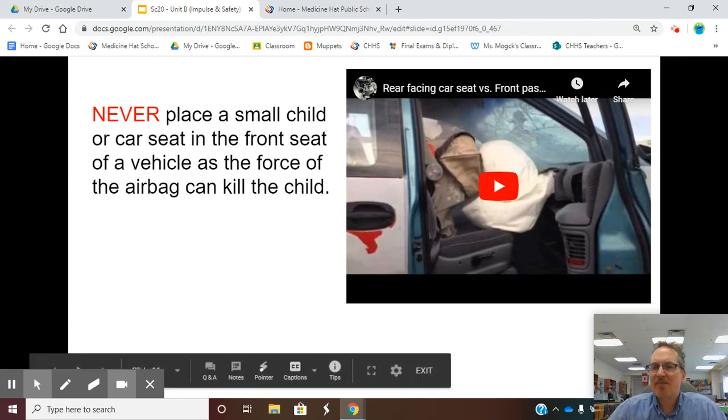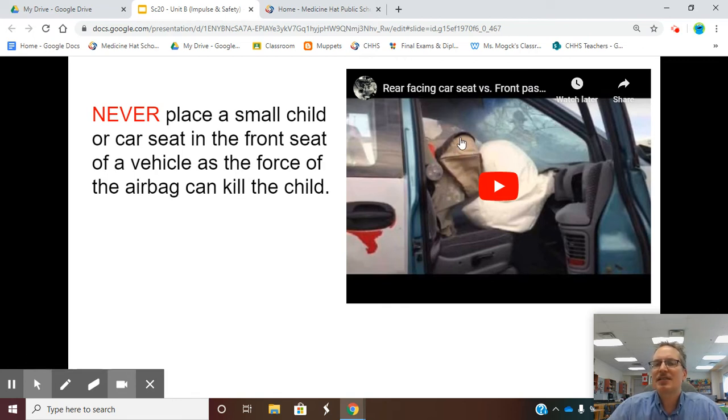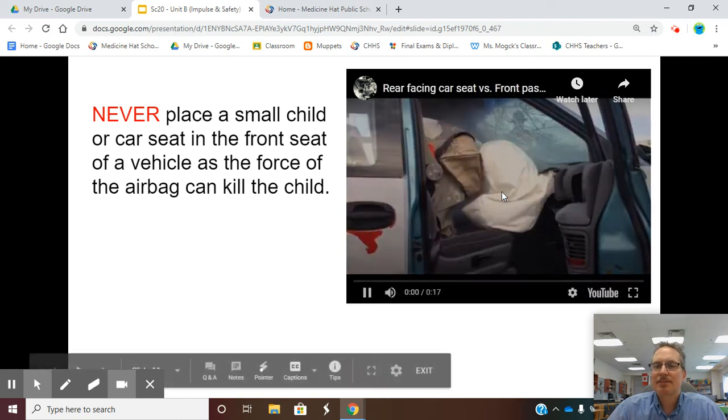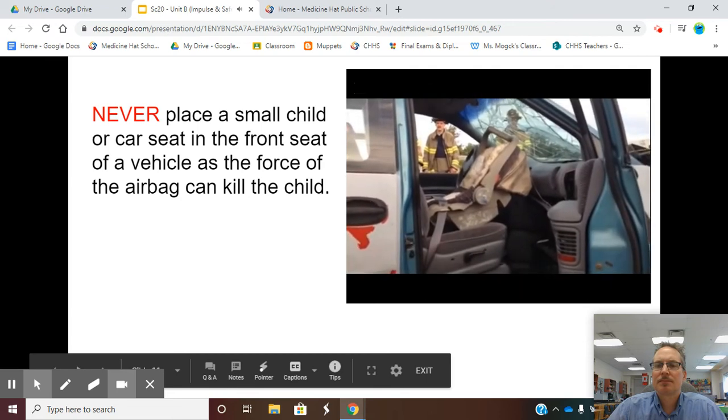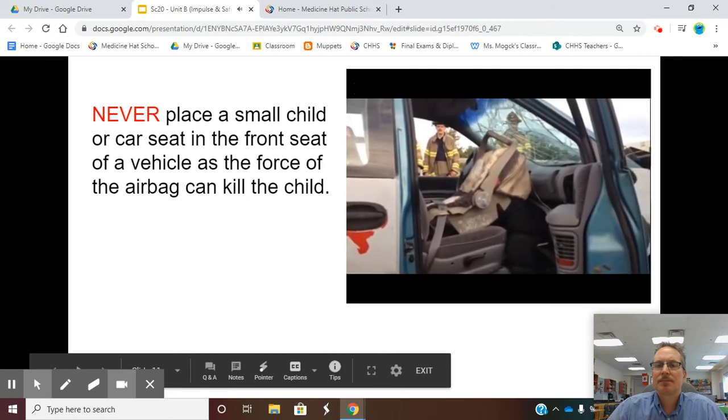This video will have poor volume, but I think you will see the impact. This is a child sitting in a car seat in the front passenger seat of a vehicle while an airbag goes off. The vehicle's not moving. What the fire department is doing is they are remotely setting off the airbag so you can see the effect. Ready? 3, 2, 1.